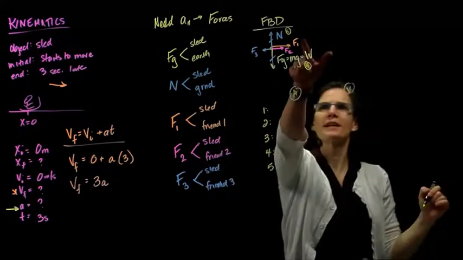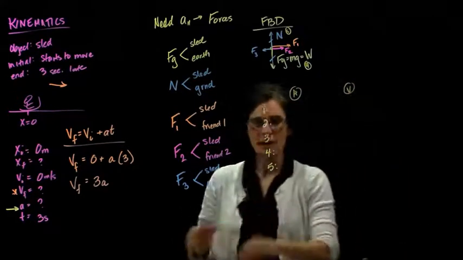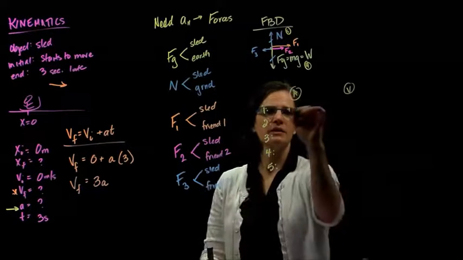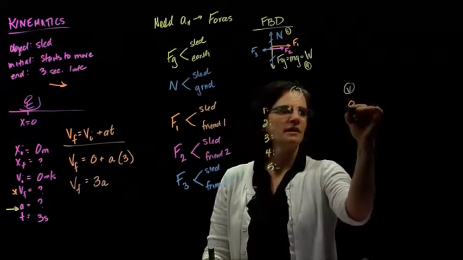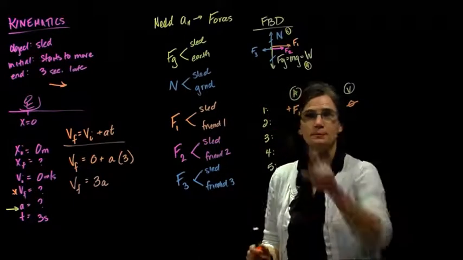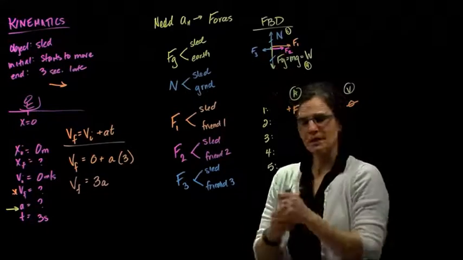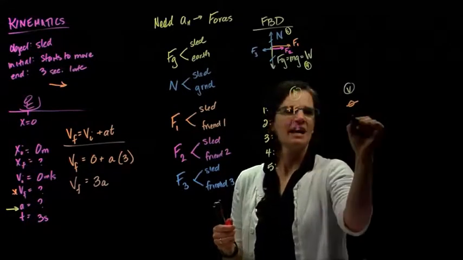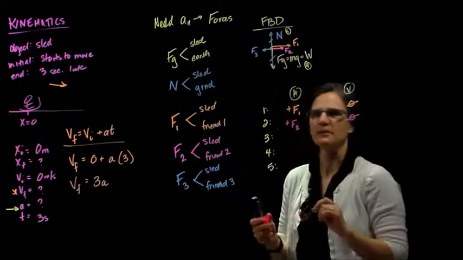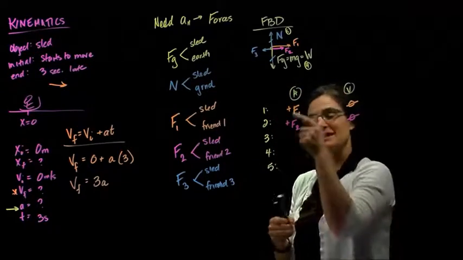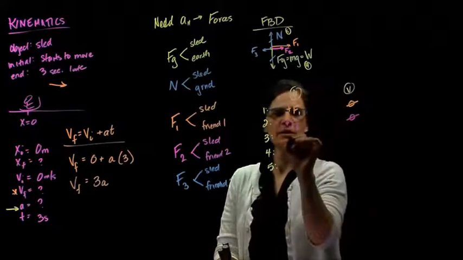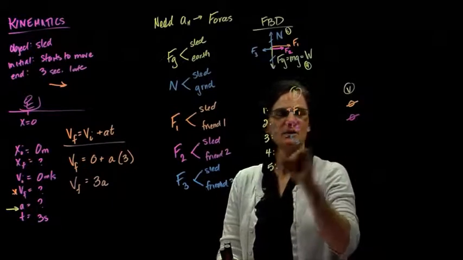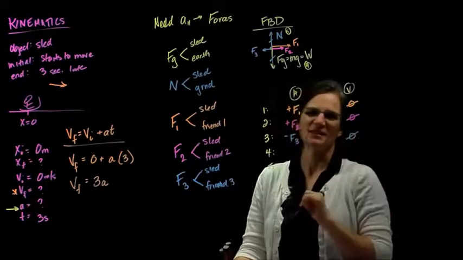So force 1 is going to be our force 1. It's to the right, so it is positive. Force 1, nothing in the vertical direction. Force 2 is also to the right. It's also positive, and nothing in the vertical direction. Force 3 is to the left, so it'll be negative. It's horizontal, so there's nothing in the vertical direction.